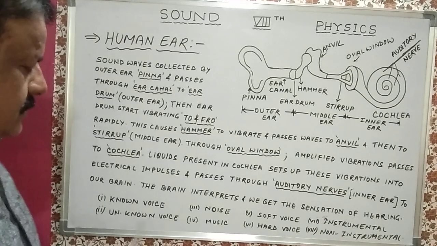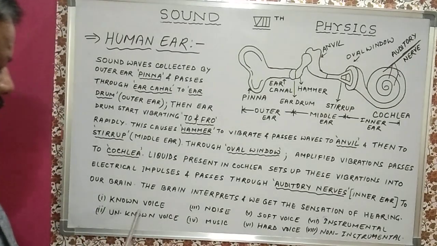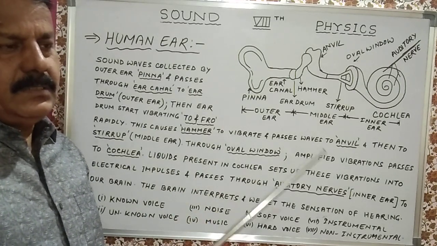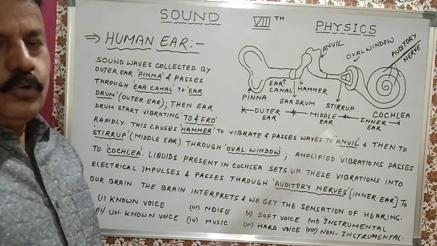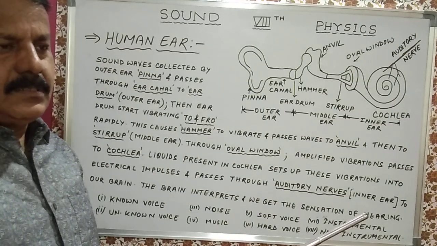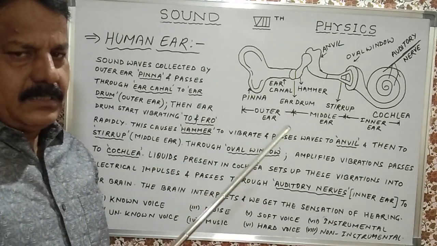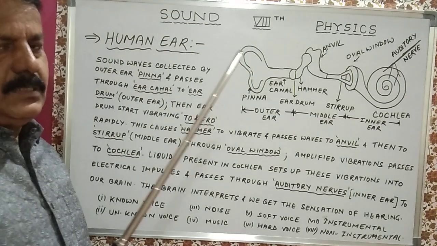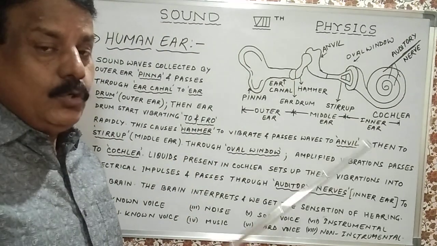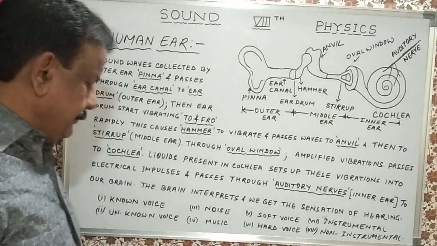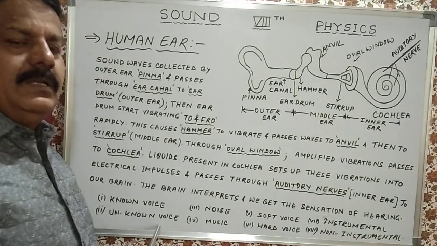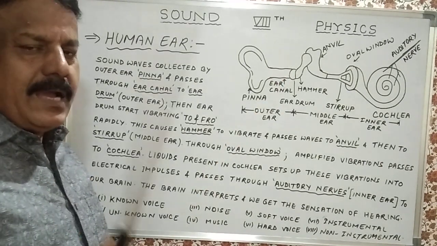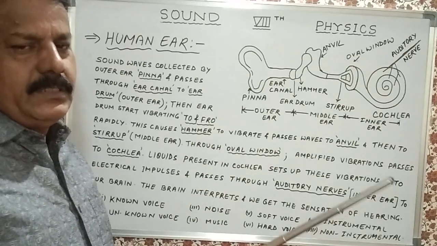The brain interprets such things. A few things I have written here. Number one, known voice. The brain tells us it is a known voice. It means you are listening to the voice of a known person, father, mother, teacher, friends, and you easily recognize these voices. Number two, unknown voice. If you are listening to any voice for the first time, then the brain tells you it is an unknown voice.